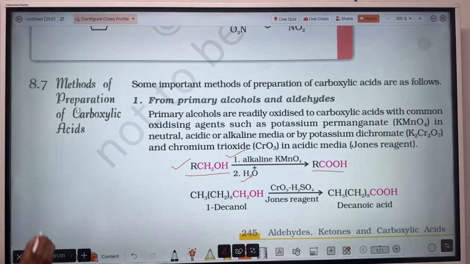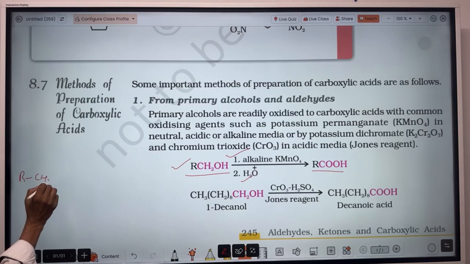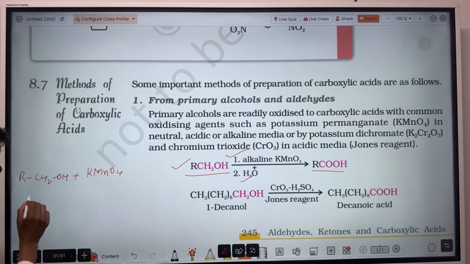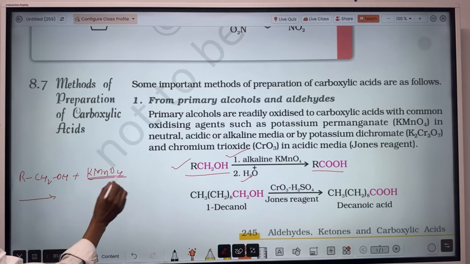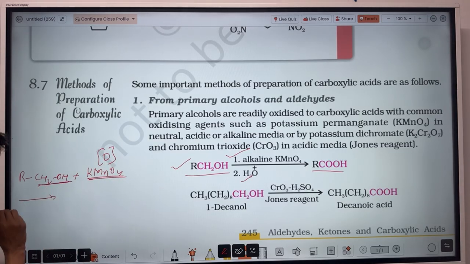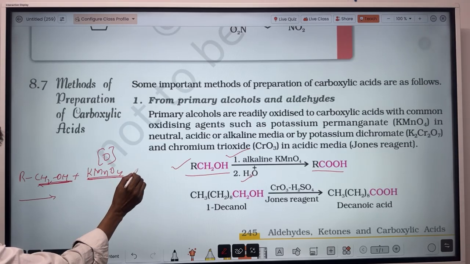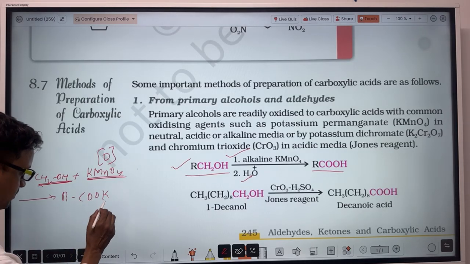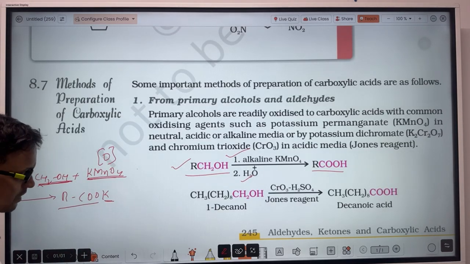What actually happens here: R CH2OH, when we react it with alkaline KMnO4, it is an oxidizing agent, so it will provide nascent oxygen. So this CH2OH will get oxidized into COOH. Firstly, here potassium also, so firstly there will be formation of RCOOK, potassium alkanoate.